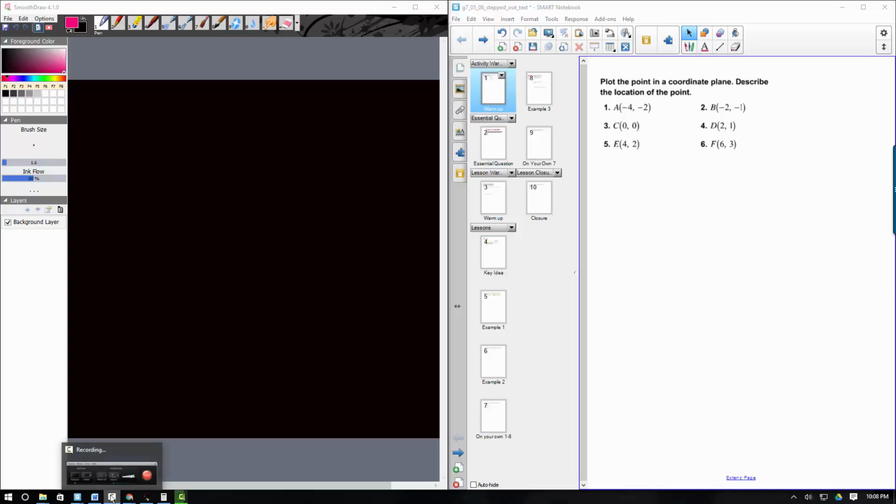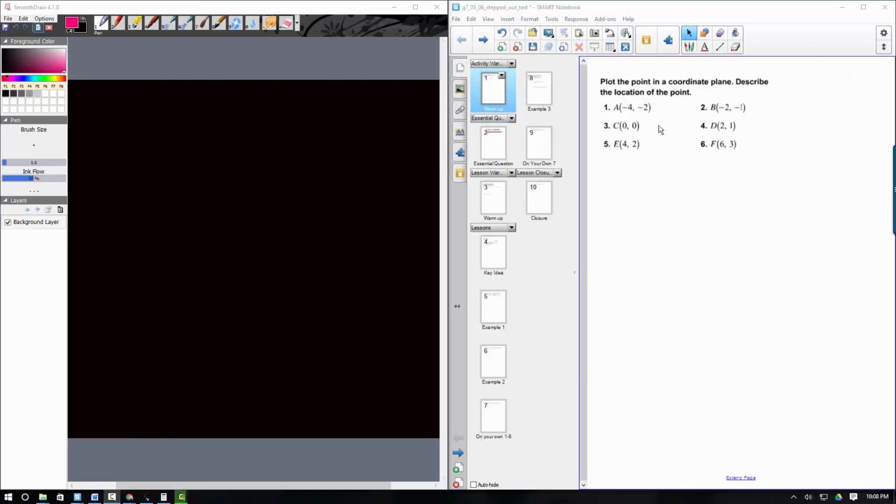Alright, so this video will focus on Chapter 5, Section 6. As we look here, it says to first of all plot these different points on a coordinate plane and then describe the location of the point. So I want you to quickly pause the video, graph these out, and then press play.